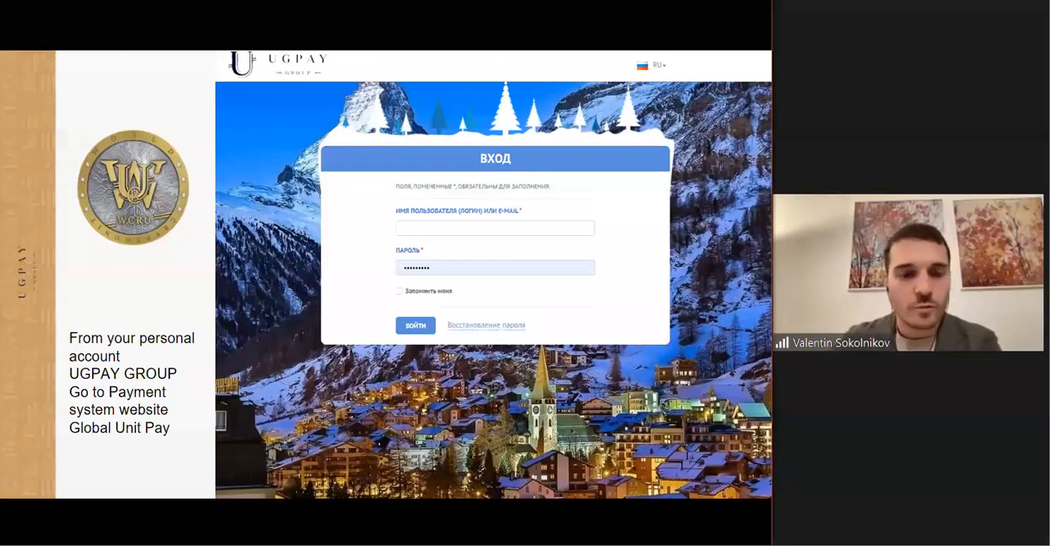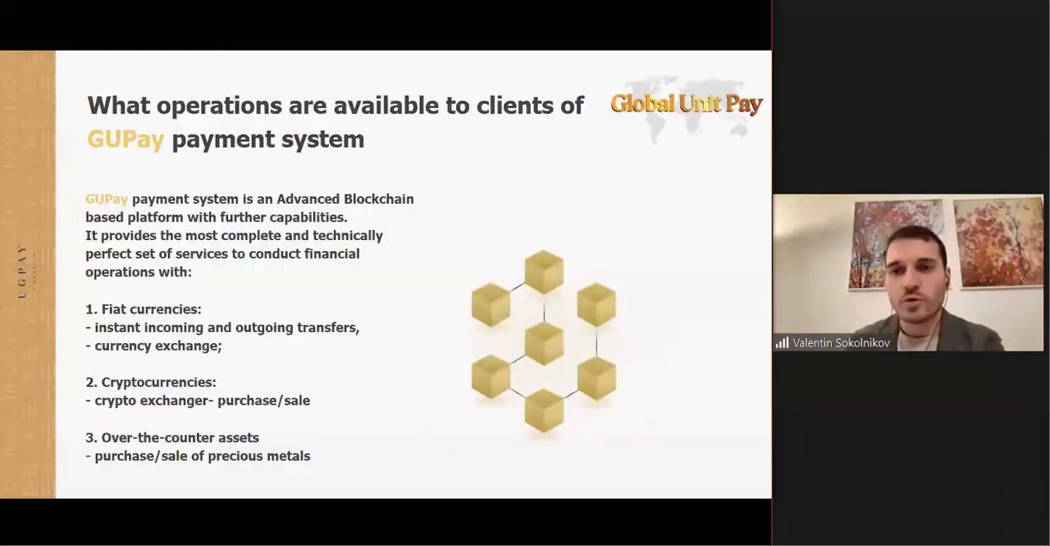I would like to draw your attention to the fact that when registering in the payment system, you need to use the email that you used when registering in our back office, in order for the synchronization to take place and the mutual exchange of keys to be effected. Let me tell you a few words about our payment system if you don't know about it yet. What kind of transactions are available in the Global Unit Pay payment system? You can read it on the slide, by the way.